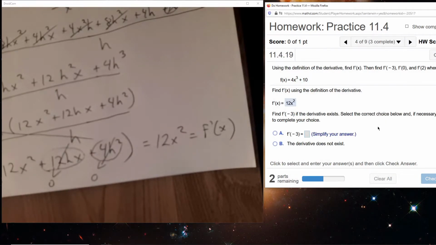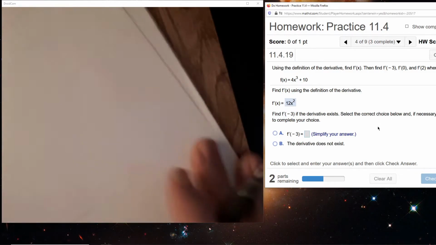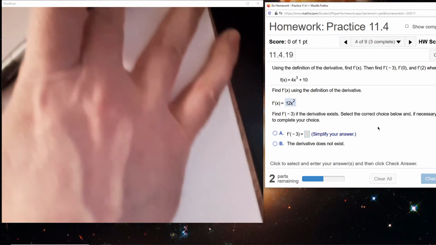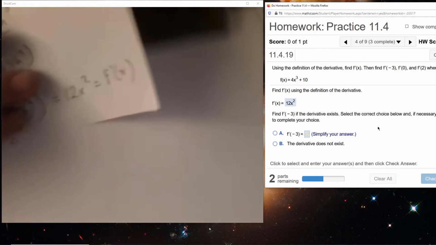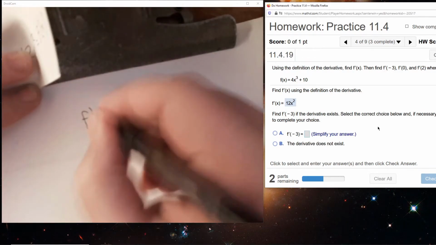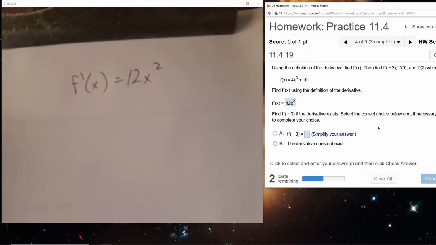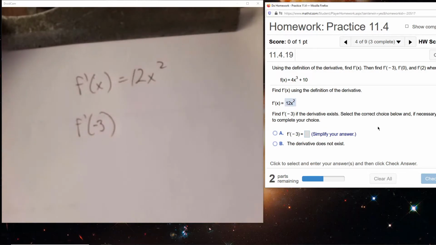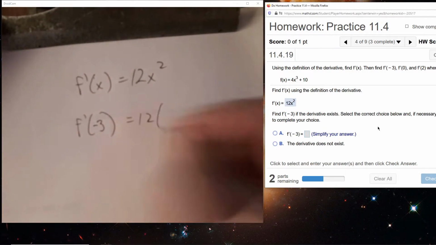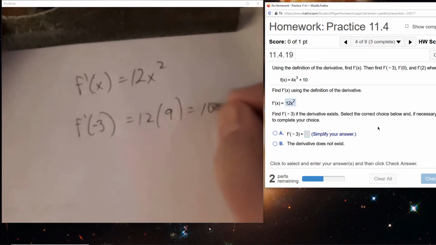And it wants us to find some values here. Let me get another piece of paper since I used that one up. So our derivative, actually the derivative is so small, let me just write that again. Well, small, easy to write, I mean. So there's our derivative. And now we're going to plug in minus 3. So minus 3 squared is 9, to get us a 108.